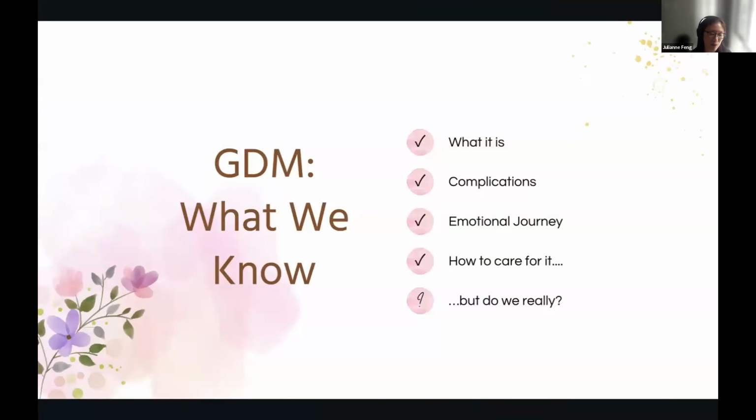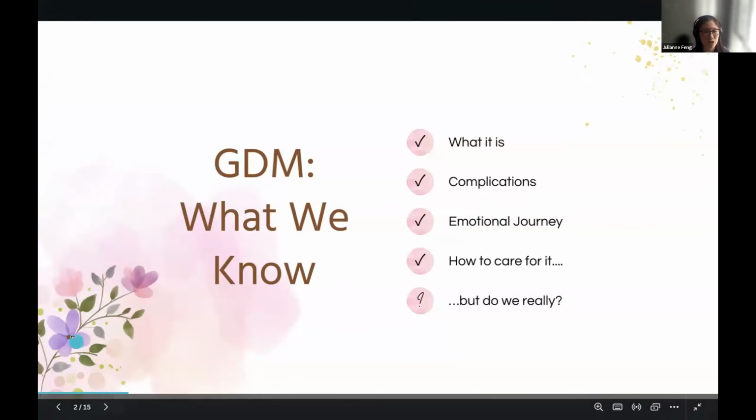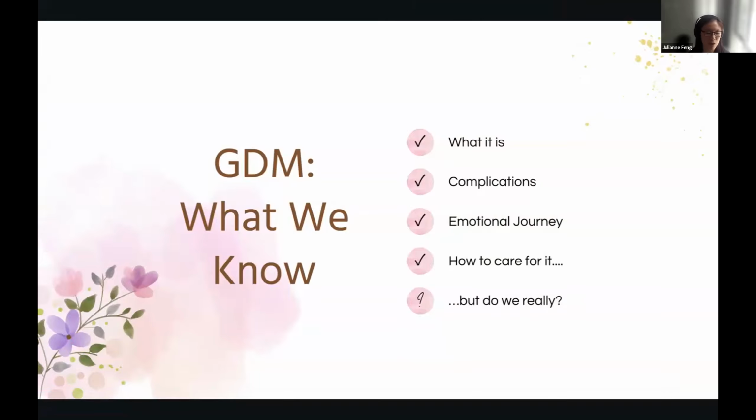There's been a lot of work in gestational diabetes, or GDM, already, and we've talked about what it is and some complications that can happen. We recognize that it's a very emotional journey for a lot of people. But there isn't a lot of tips or directions for clinicians on how to improve the care we provide people with GDM.